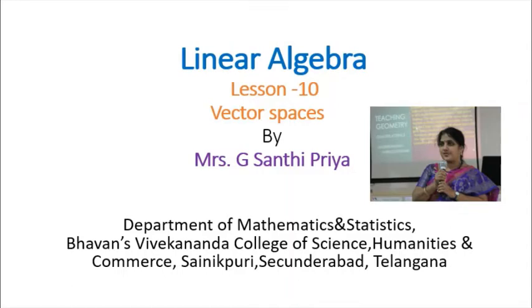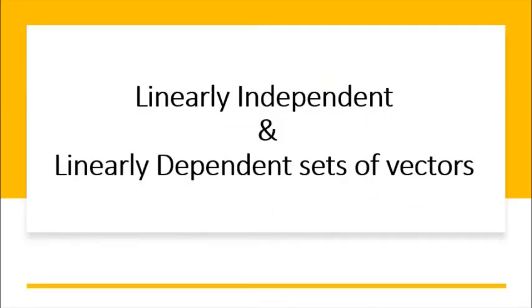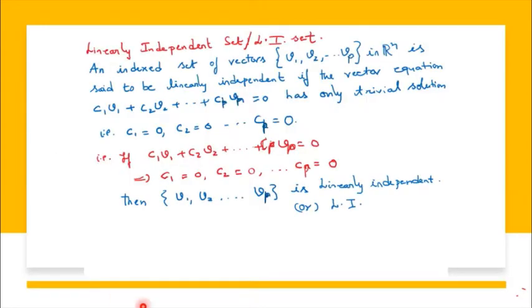I'm here with lesson 10 from linear algebra on vector spaces. In this lesson, I'm going to explain about linearly independent and linearly dependent sets of vectors. First, let us look at the definition of linearly independent set or LI set.